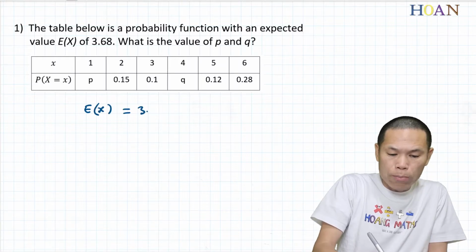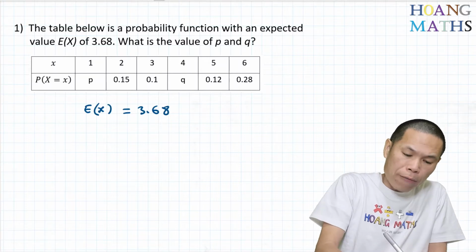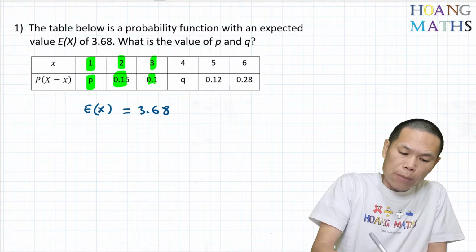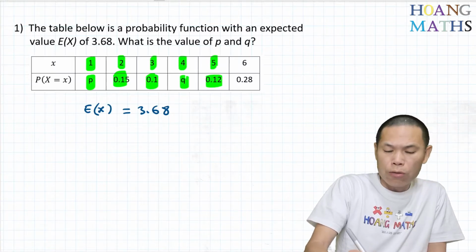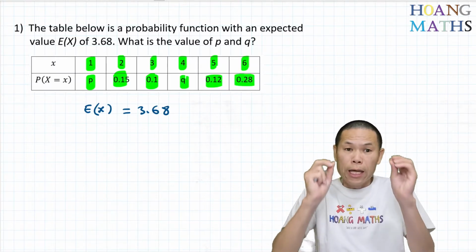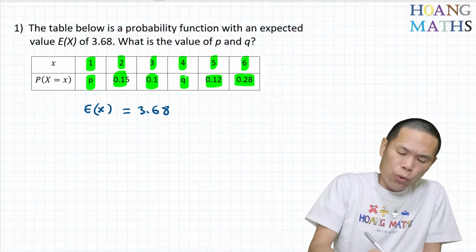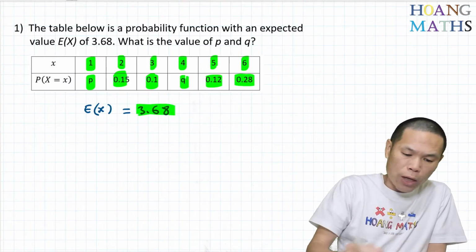is equal to 3.68. So this means that we have x times its probability: 3 times 0.1, 4 times Q, 5 times 0.12, 6 times 0.28. If we add them together, will give us 3.68. So let me just write this down.